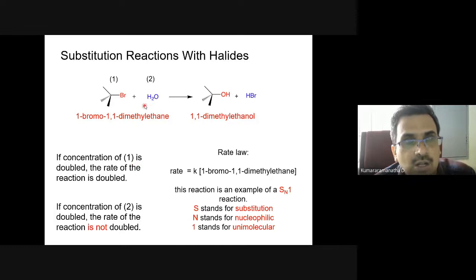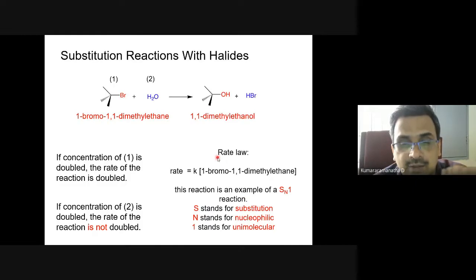If the water concentration is increased, the rate does not double. Okay, so what does it mean? It means the rate is entirely dependent on the substrate, what substrate you are taking. Even if you take 1 ml of water or 1 liter of water, the impact is the same. Only if you want to increase the reaction rate, change the substrate concentration.